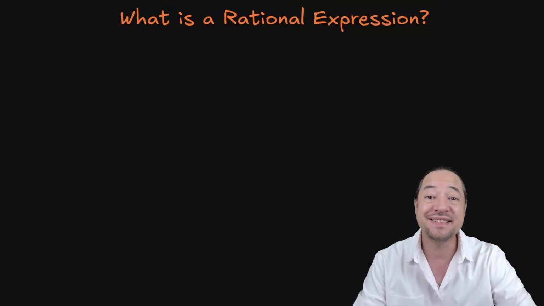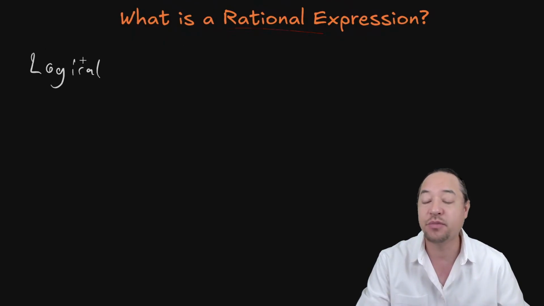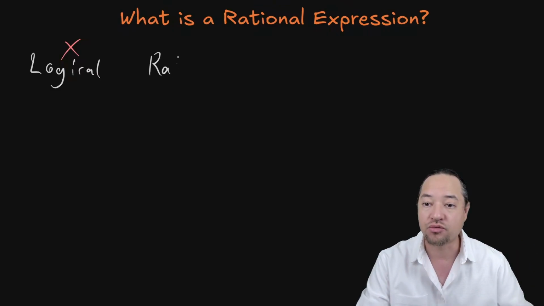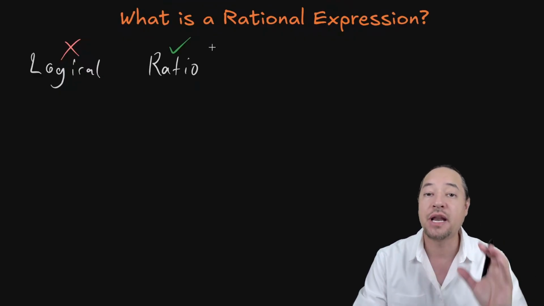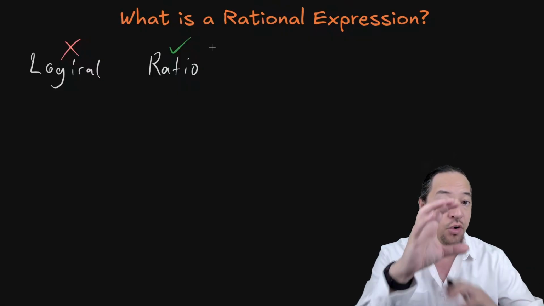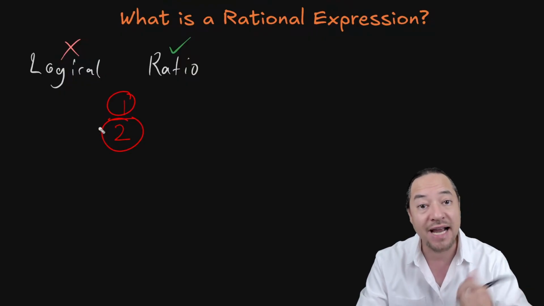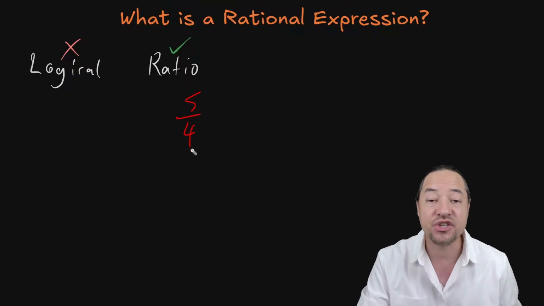So first of all, what is a rational expression? When we think about the word rational, you might think of something like logical, right? But actually, that's not what we're talking about. Instead, we want to think about the word ratio and what that means. We've seen this before when we talked about rational numbers. Rational numbers were numbers that could be expressed as a ratio or fraction of integers. So for example, the number 1/2, that's a ratio of two integers. So this is a rational number. Likewise, the number 5/4 would also be a rational number.